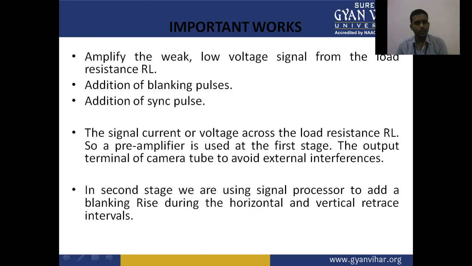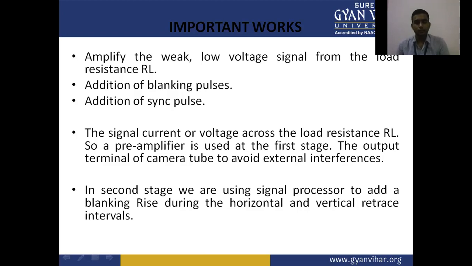The signal current or voltage appears across the load resistance RL. A pre-amplifier is used at this stage, so amplification is required at the output of the camera tube. The output terminal of the camera tube is amplified to avoid external interference.